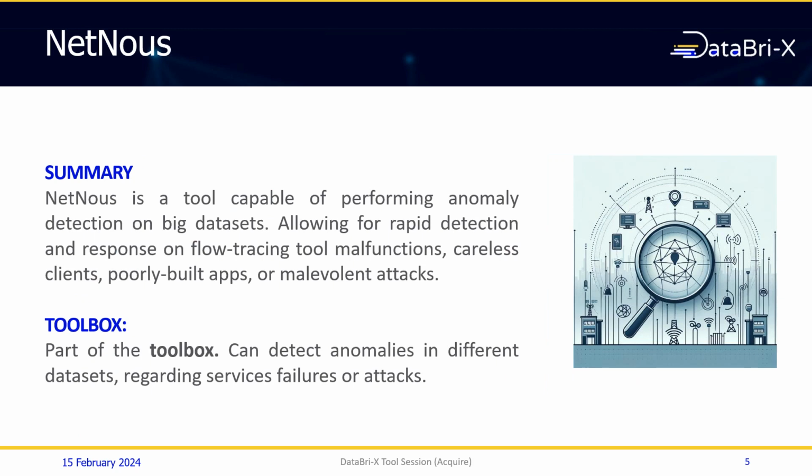This leads us to the next tool, which is NetNous, which is a tool capable of performing anomaly detection on big datasets, allowing for rapid detection and response on flow tracing tool malfunctions, careless clients, poorly built applications, or malevolent attacks. It's part of the toolbox and can detect anomalies in different datasets regarding service failures or attacks. This tool works well also on masked data, as in IoT datasets with addresses that were masked by the anonymization tool, so it can work perfectly with the previous tool.